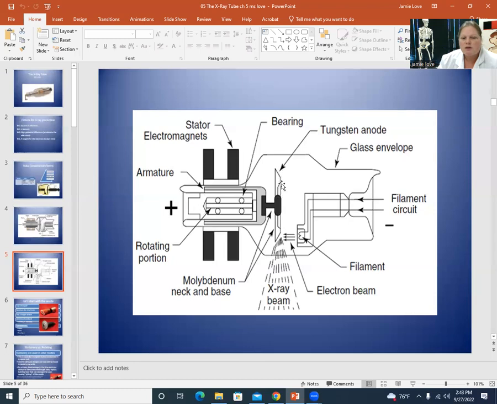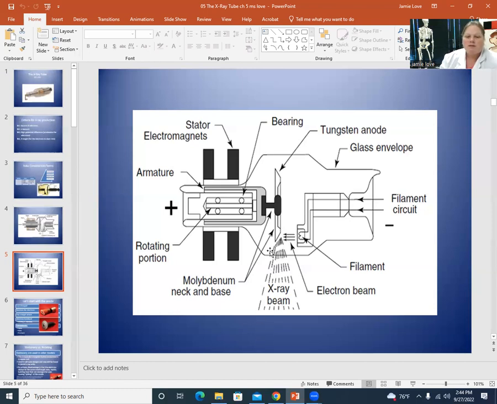The kilovoltage peak, kVp, is our potential difference, that high potential difference, that positivity we're giving to the anode side of the tube to allow those electrons to be attracted over to that side of the tube to hit and slam into the target. When they do that, X-rays are created, and that's tomorrow's lesson, what's happening at that moment.